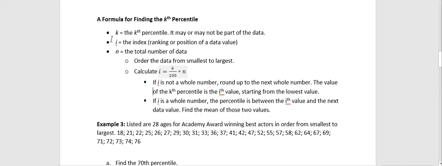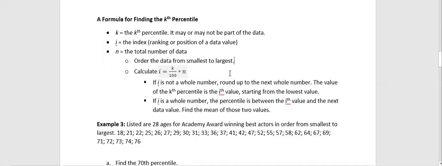So let's look at some variables. K is the kth percentile, which may or may not be in our data set. I is the index, ranking or position of the data value. So I represents where you're going to find that percentile that you're looking for. N is the total number of data, so how many numbers are in your data set. So the first thing you need to do is order your data set from smallest to largest, just like we've done before. And here's the formula: I is equal to k divided by 100 times n.